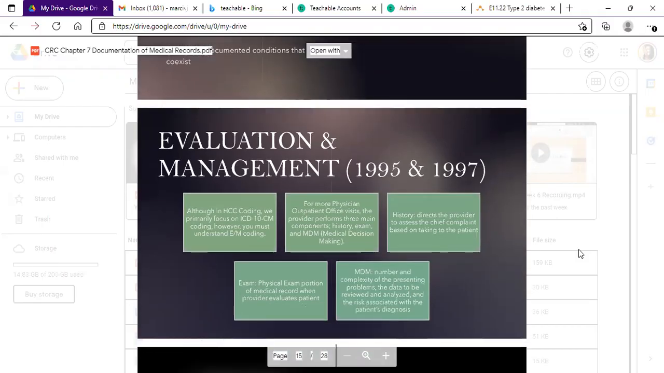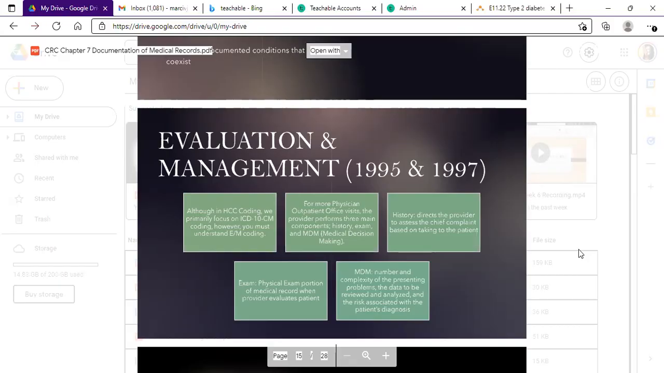So your exam portion. Now, again, we're talking about components of the medical record. When a doctor sees you, these are the components that they're going to have to make sure are in place, that they're going to have on this medical record. They're going to take a history by talking to you, seeing what's wrong with you, why you're coming in, what's been going on, how long this has been happening.